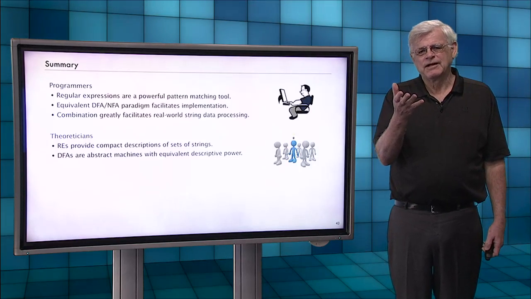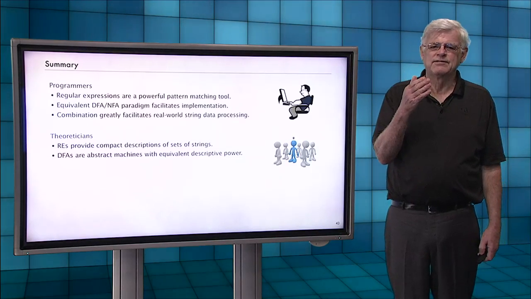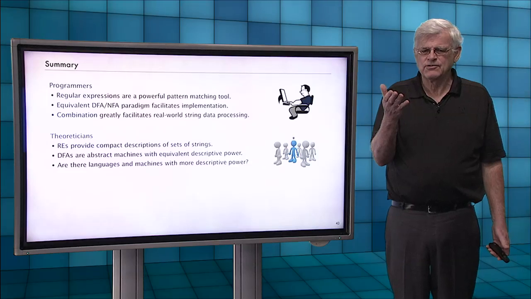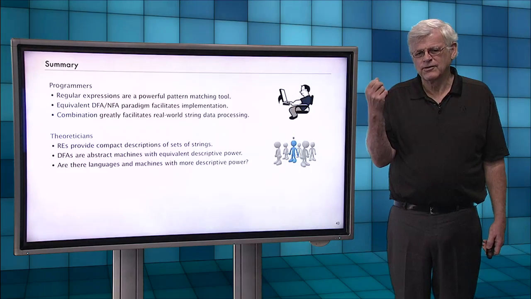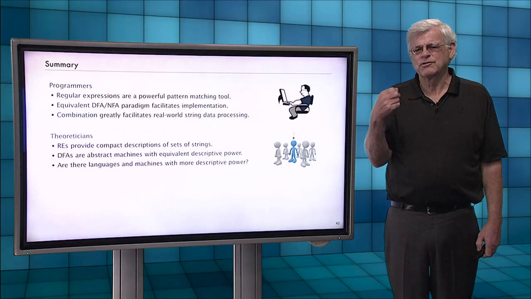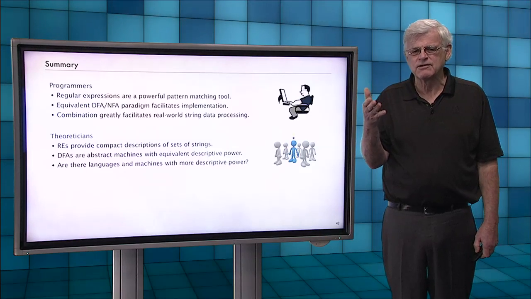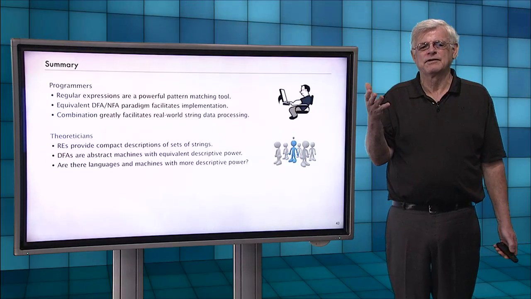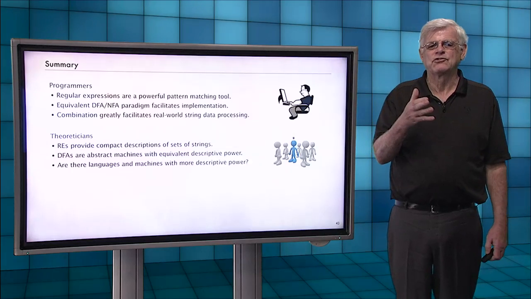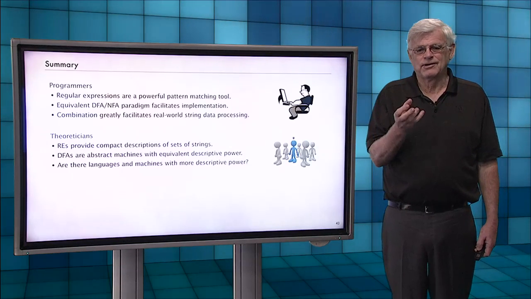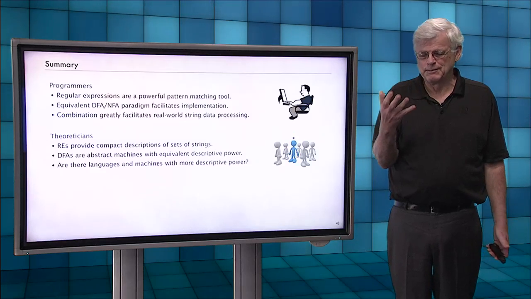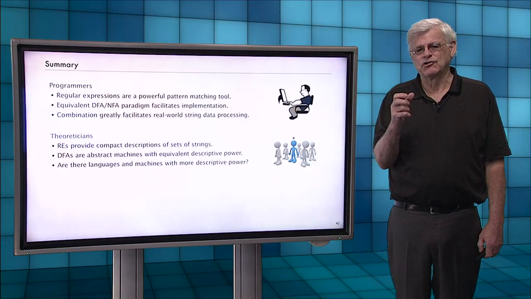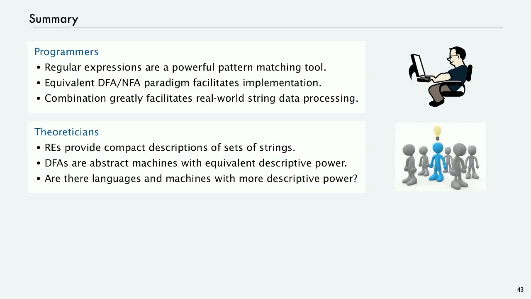For theoreticians, there's the idea that we have two different ways to describe sets of strings, and we know they're equivalent. But it's interesting to think about: are there sets of strings, are there languages and machines that can describe sets of strings that we can't do with REs and DFAs? I alluded to the fact that there are, but what are they? How do we address the idea of characterizing those types of languages and machines? Certainly the DFA is an extremely simple machine, and we imagine there must be machines that are more powerful, with the ability to describe a broader class of sets of strings. But what are those machines like?